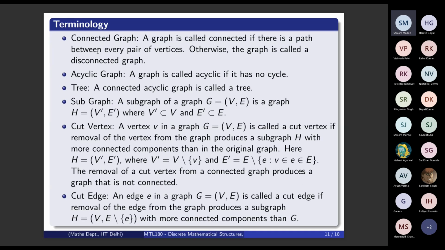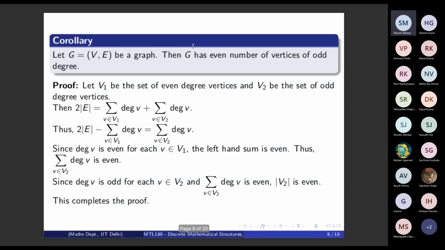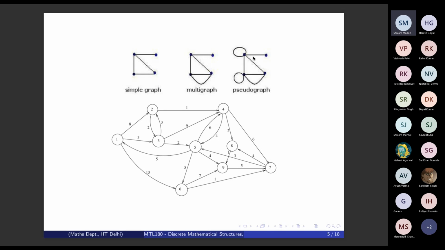Okay. So some more terminology. There are lots of terminology in today's lecture. So what is a connected graph? Now a graph is called connected if there is a path between every pair of vertices. Okay. Otherwise, we say that the graph is a disconnected graph. For an example, here every graph is connected, right? But if we take this graph union with this graph, then this is not a connected graph because there is no path between this and this.